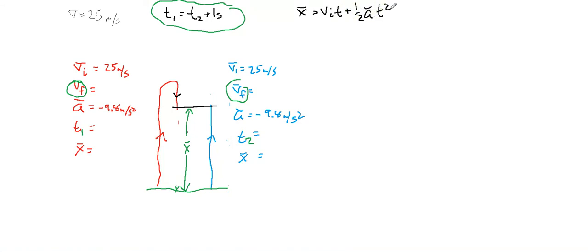And then I'll write my displacement equation for stone number 1. It's going to be 25 meters per second times time 1, the time for stone 1 to get to this point, plus 1/2 of negative 9.8, so I'm going to say negative 4.9 meters per second squared times time 1 squared. And that equals the displacement for stone 1.